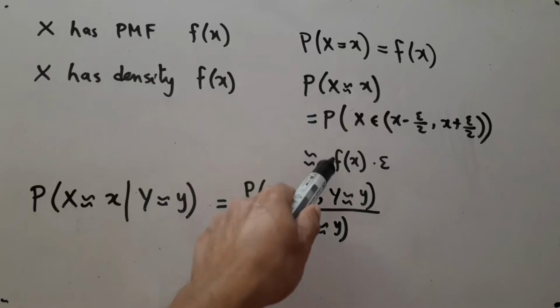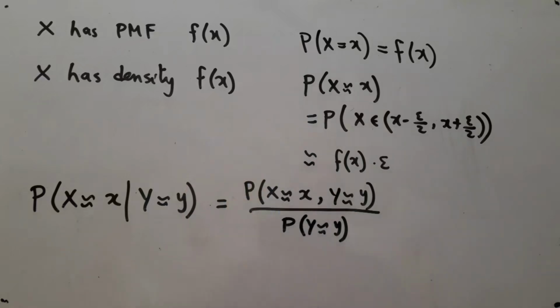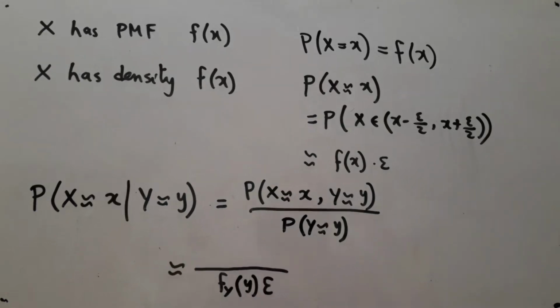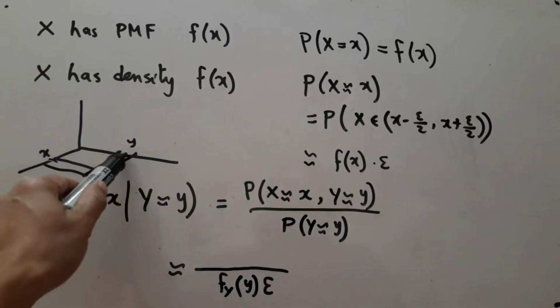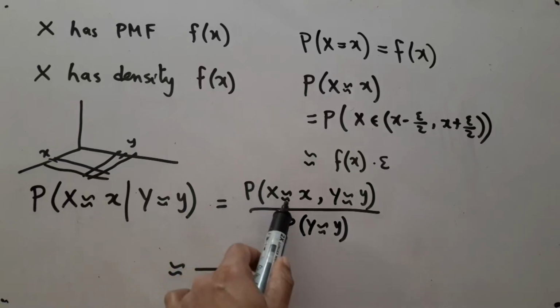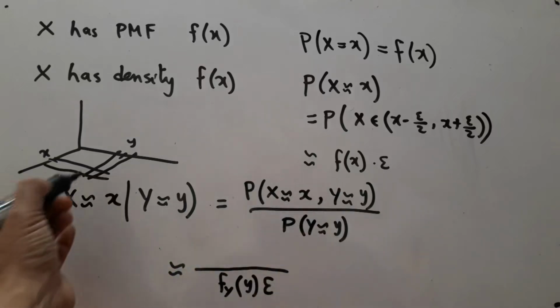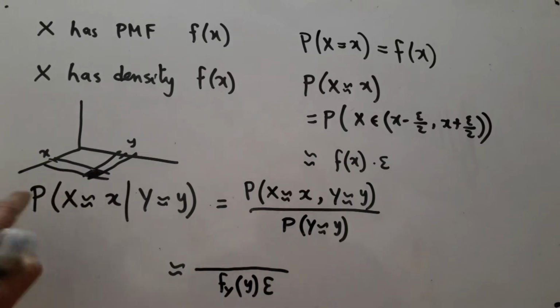Now I am going to use this kind of heuristic approximation to both the numerator and the denominator. Downstairs I do exactly this thing. Y has some density which I call fy of y times epsilon, exactly the same argument. Upstairs we are working with both x and y. So consider the xy plane. I have taken a value x, I have taken a value y, I have taken a small neighborhood around x, a small neighborhood around y. Now x approximately x, y approximately y means I am in this little square. The square has epsilon side here, epsilon side here.